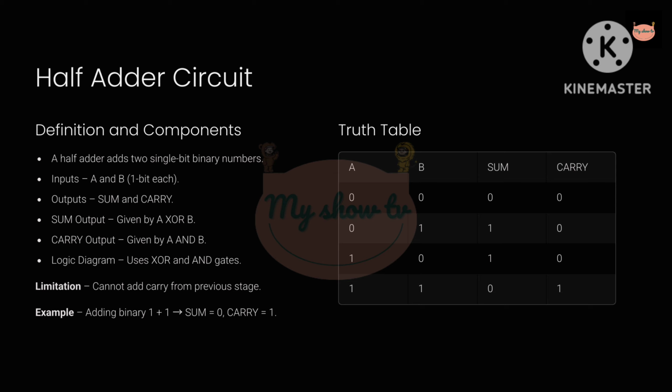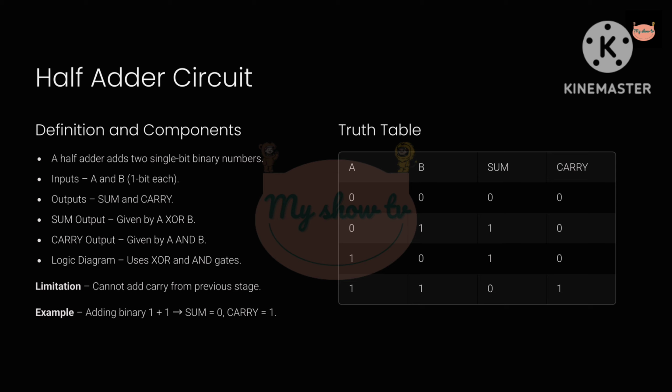Slide 2. Half adder circuit. A half adder is the simplest circuit that can perform binary addition of 2 bits. It takes two 1-bit inputs, named A and B. It generates two outputs, sum, which is the result of A plus B without carry in, and carry, which is generated only when both inputs are 1.